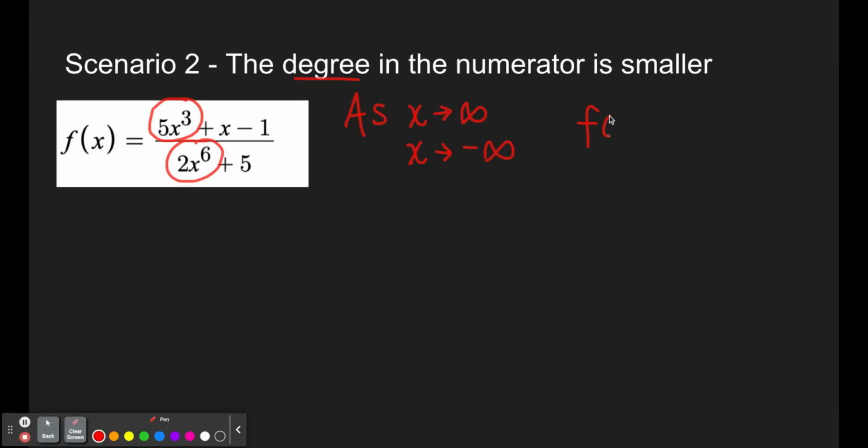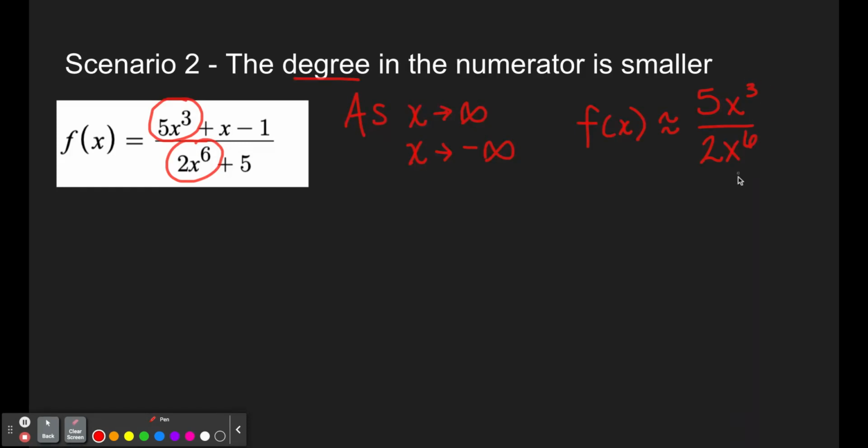So therefore, again, this is only a true scenario as x approaches infinity and negative infinity. This isn't math we can just do. But this function f of x would be approximately 5x cubed over 2x to the 6th. Okay. From here, we could simplify.